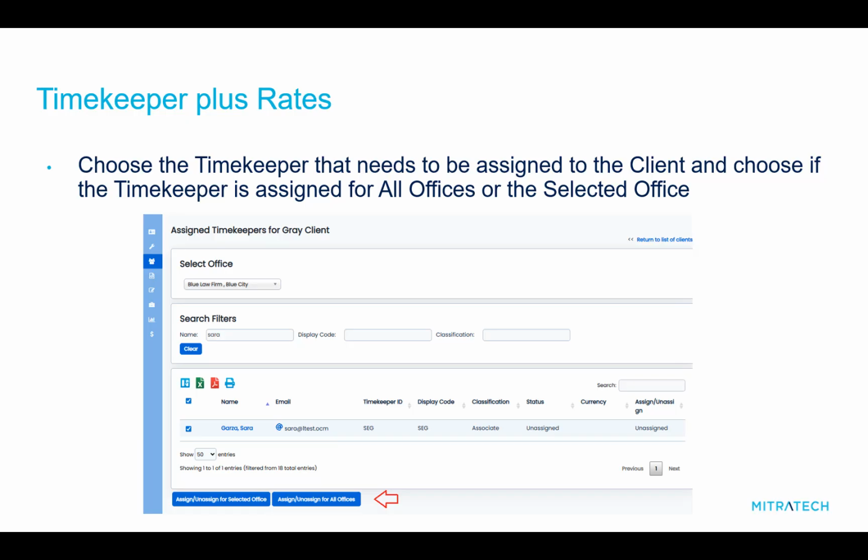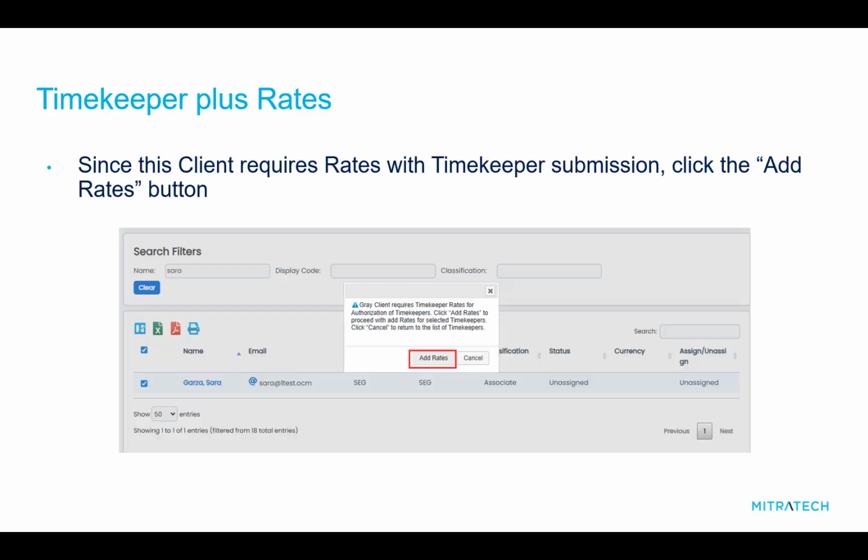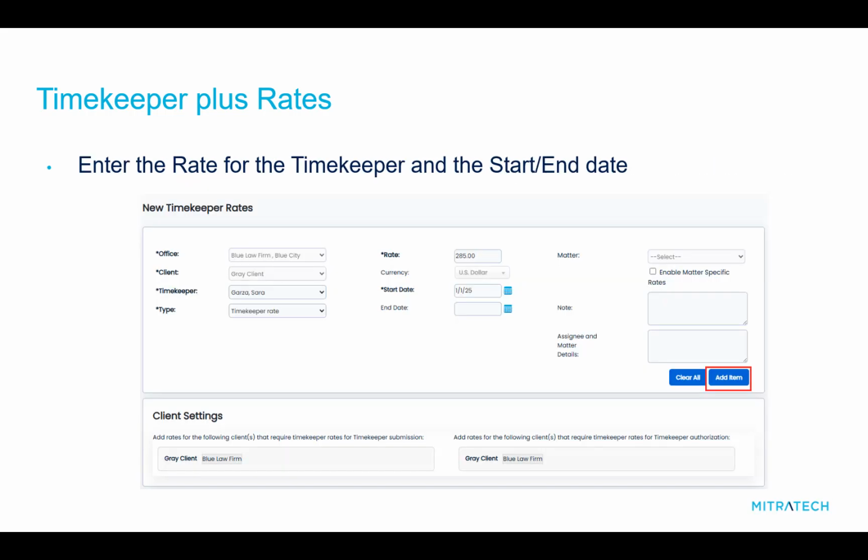And then choose to assign for the selected office or for all offices. This time, the timekeeper will be assigned to the client for the selected office. Since this client requires rate with timekeeper submission, click the Add Rates button. Enter the rate for the timekeeper and the start and end date if needed.